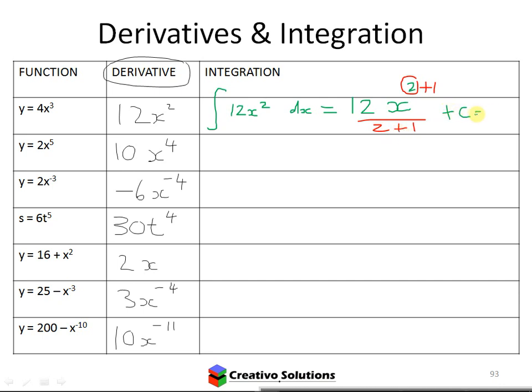4. What is x to the 2 plus 1? X to the 3. And then plus any constant. Is this the same as that? 4x to the 3. Yes, 4x to the 3, because the constant falls away. Exactly. Right, and that's how you do the integration.